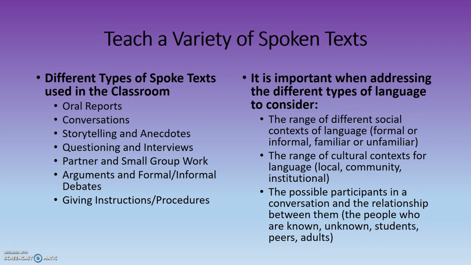Teach a variety of spoken text. Different texts that are used in the classroom can be oral reports, conversations, storytelling, question and answering, partner work and small group work, arguments, and formal and informal debates, and giving instructions or procedures. It is important when addressing these different types of language to also consider the range of different social contexts of language, such as formal or informal, familiar or unfamiliar, the range of cultural contexts for language, local, community, and institutional, and the possible participants in a conversation and their relationship, the people who are known and unknown, students, peers, and adults.